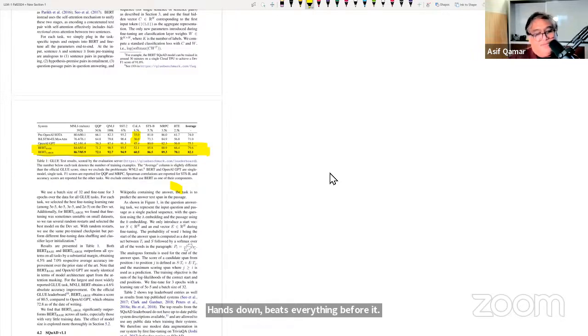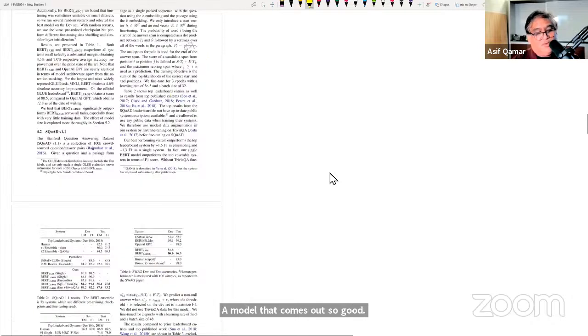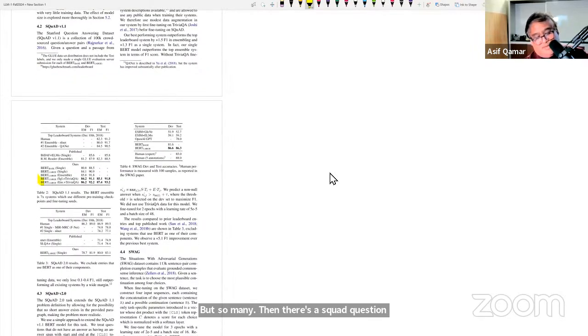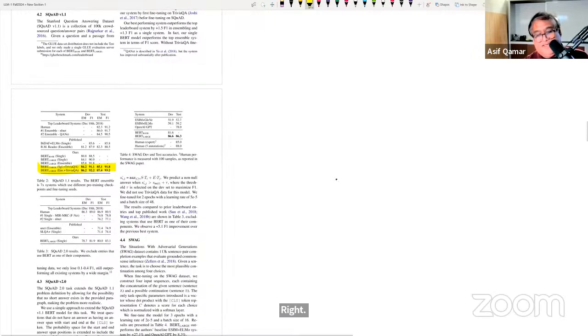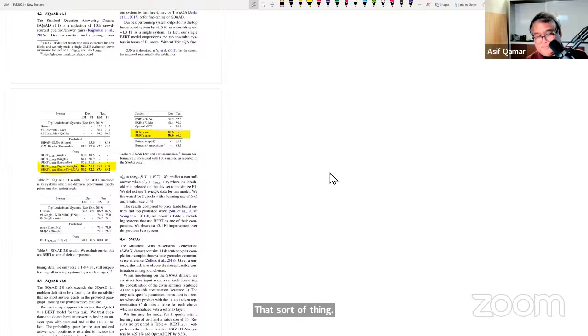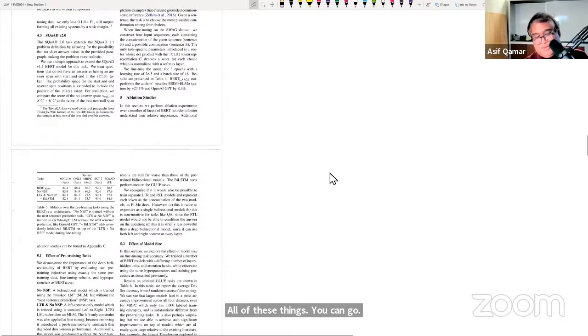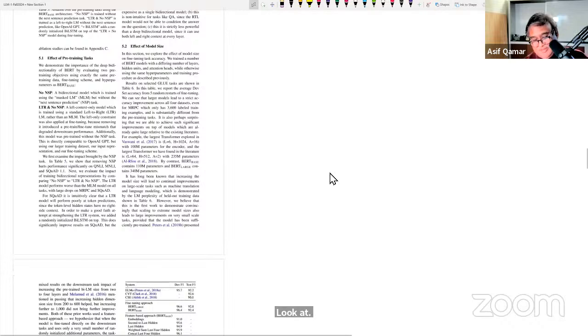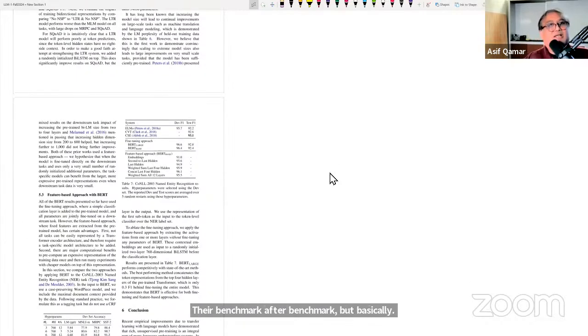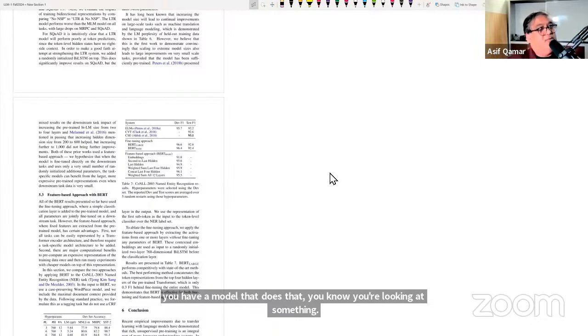So when you have a model that comes out so good at so many benchmarks, then there's the SQuAD question answering dataset. And it turns out that in question answering also, if you give a question and an answer, it will tell you whether the answer actually answers the question. That sort of thing. All of these things, you can go look at different benchmarks. I won't go into that. It's benchmark after benchmark. But basically, when you have a model that does that, you know you're looking at something. In today's language, we would call it a foundational model.